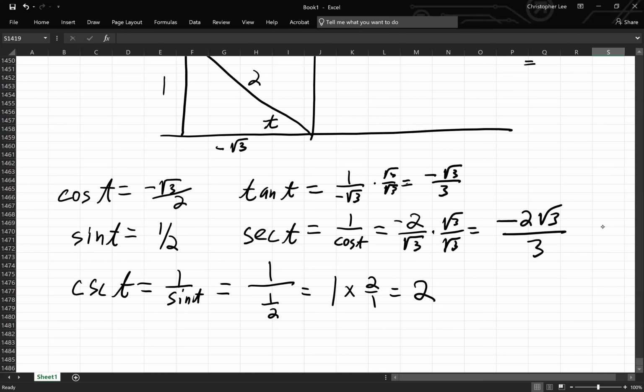All right, last one. Let's do the cotangent. Cotangent of t. We already know that this is going to be 1 over tan of t. And what was tan? Tan was 1 over negative square root 3. All we have to do is flip that. So this is going to be negative square root 3. And that's it.